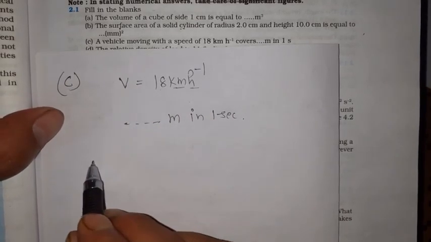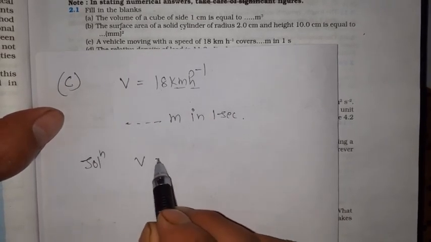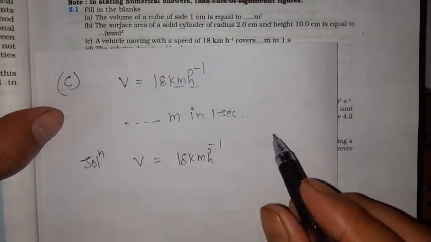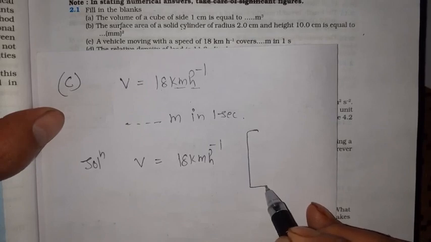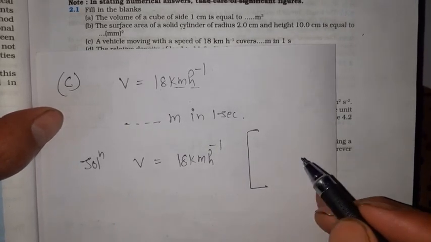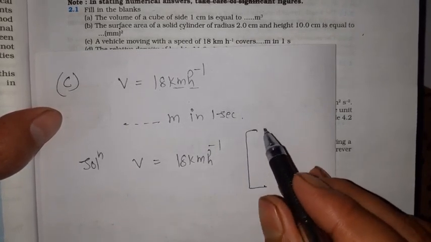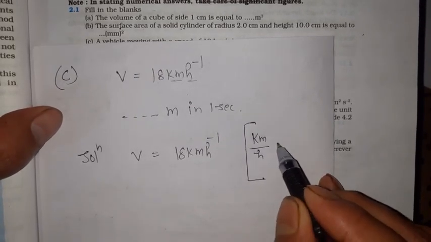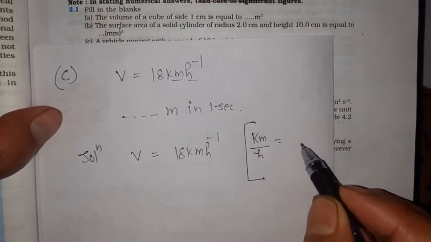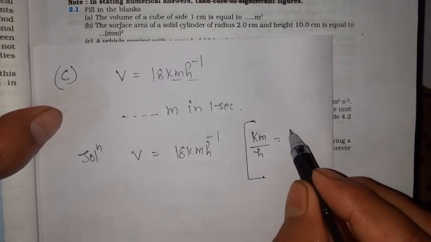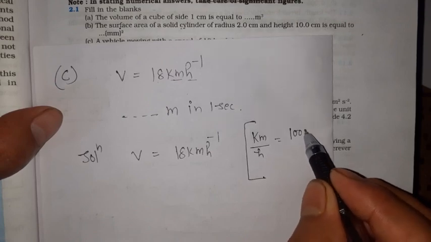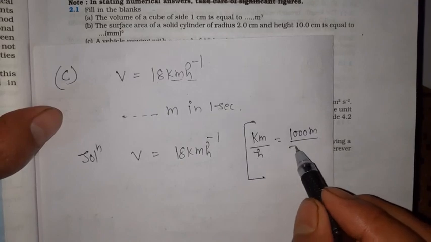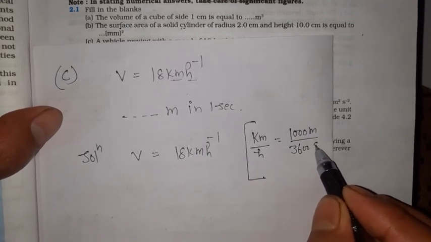So for this, student, therefore I'm taking the solution. The speed is given to us as 18 kilometer per hour. Okay, and over here remember this conversion. If we remember the conversion, we can do the calculation very easily, student. For example, we have kilometer per hour, and if I want to convert it into meter per second, then how many meters in a kilometer? It is 1000 meters. And how many seconds in an hour? There are 3600 seconds in 1 hour.